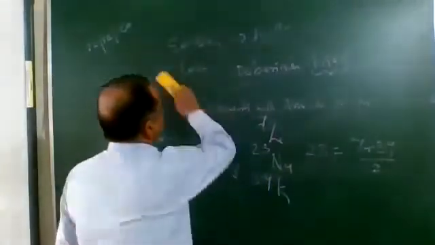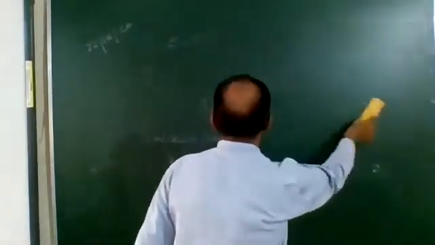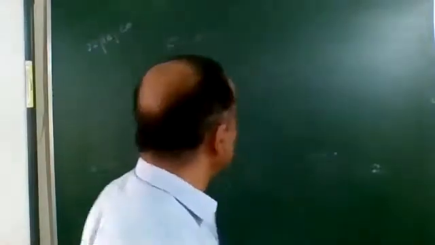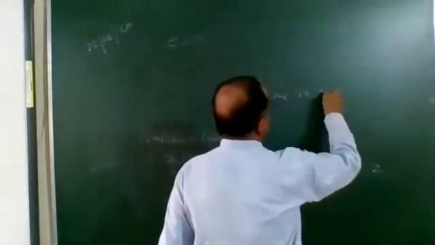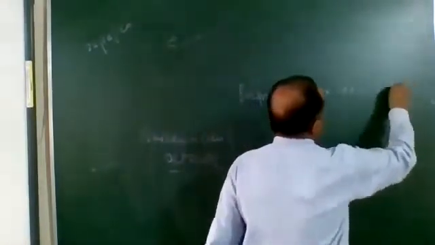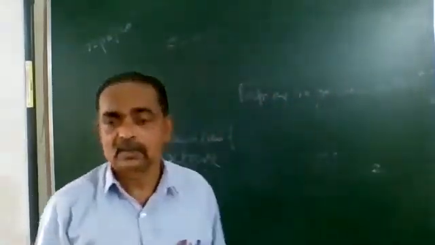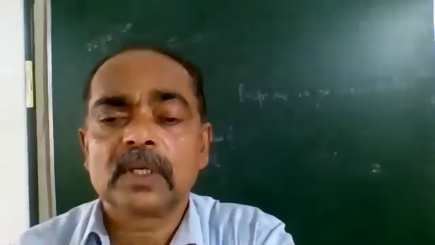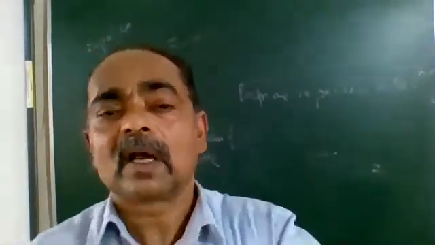Newlands' law of octaves says, if the elements are written in the ascending order of their atomic mass, then the properties are repeated on the 8th element, as in a musical note. What does it say? If elements are arranged in the ascending order of atomic mass, then the repetition of properties takes place on the 8th element. That means the first and the 8th have similarity in their properties.